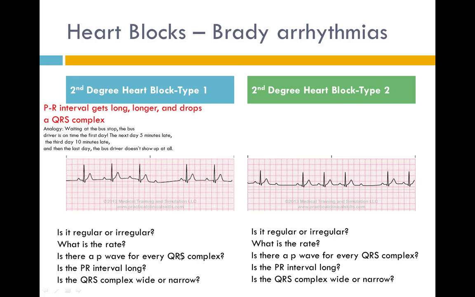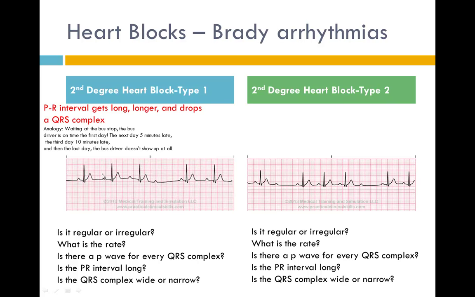Is there a P wave for every QRS complex? Well, there's a P wave, there's a P wave, there's a P wave, there's a P wave, and there's no QRS here. You see that dropped QRS complex? Is the PR interval long? Let's start with this first one. This first one looks probably normal, actually. The second one here looks longer than the first one. The third one looks even longer than the second one. And then when we go to this last fourth one, again, there's a dropped QRS complex.